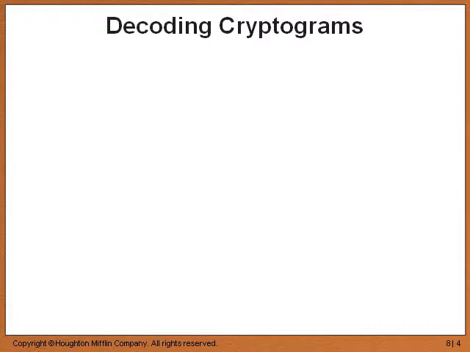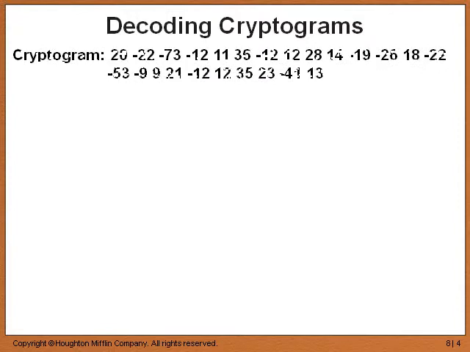Now, decoding cryptograms. How do we decode cryptograms? Well, this is what the person on the receiving end of the encoded message will do. The sender encodes and the receiver decodes.